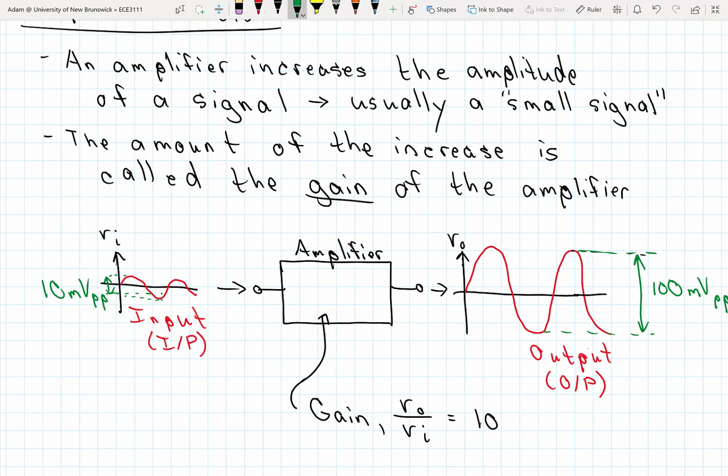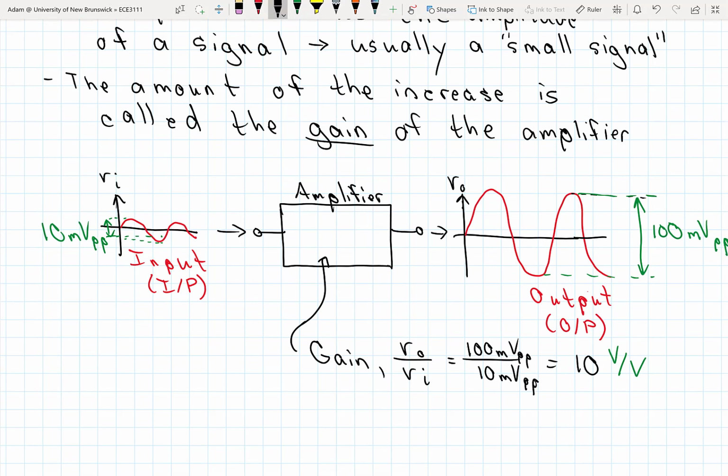Okay, I just want to highlight that. Let's back up here for a second. Let's show the way this is calculated. This was calculated as 100 millivolts peak to peak over 10 millivolts peak to peak, right? And this gives us a gain of 10. And we often talk about gain when we're talking about gain and voltages. We usually give this units of volts per volt.